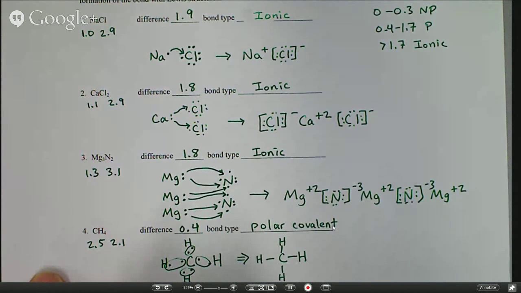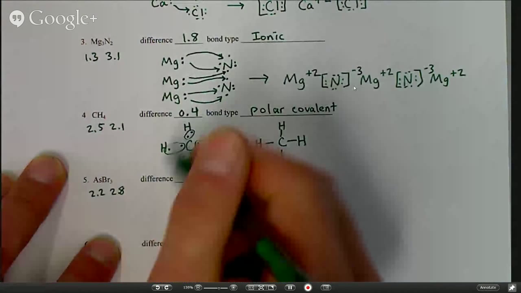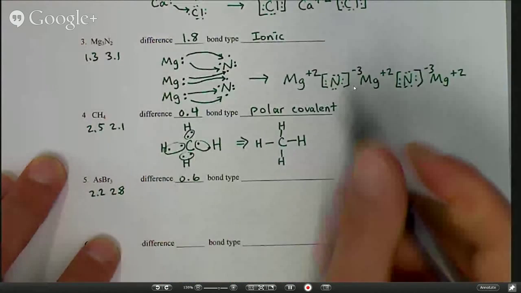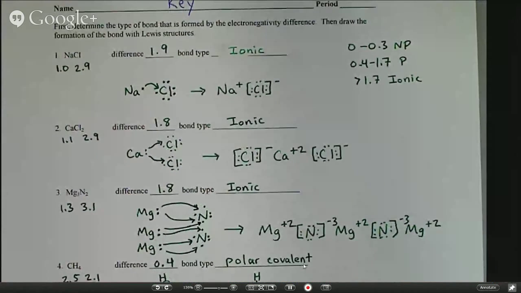Moving on to number 5, arsenic has a value of 2.2. Bromine is 2.8, which you cannot see. There we go. And so the difference here is 0.6. That fits within our table that we had for polar covalent.